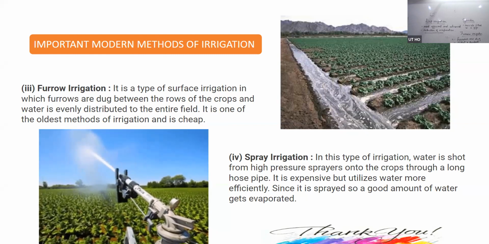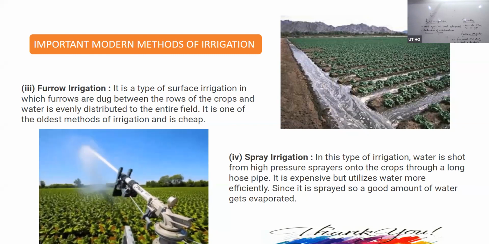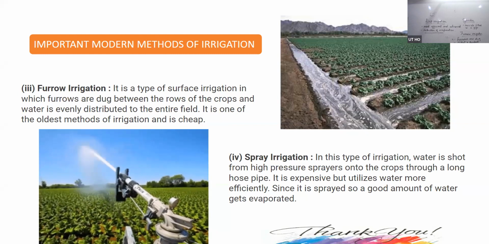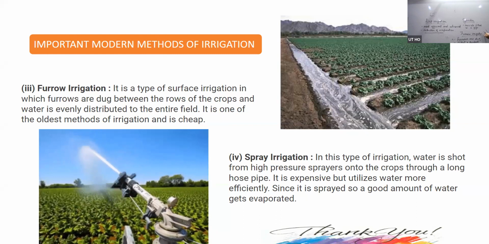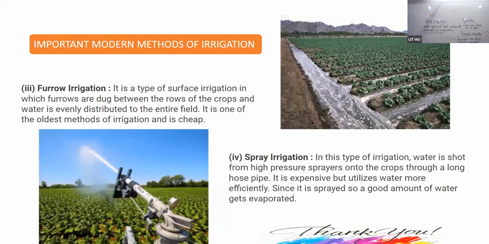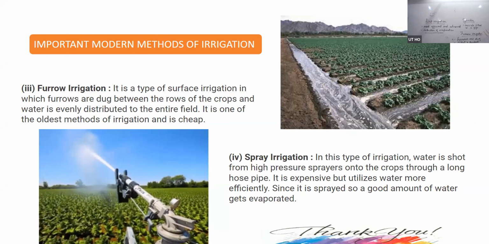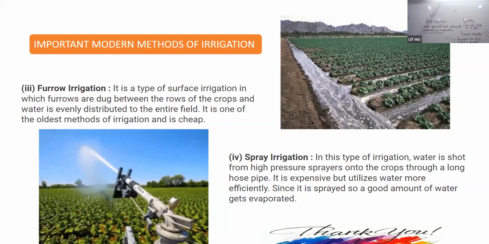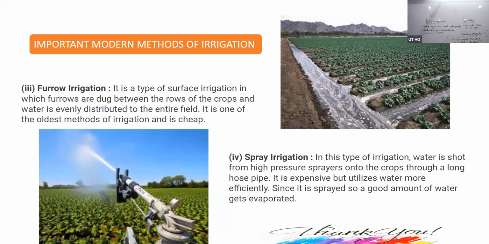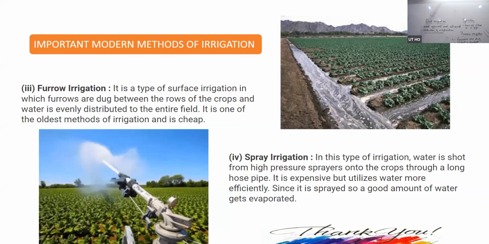So furrow is somewhat like this, where you have one line going, and then you would have another like this. Here you would have your crops going.